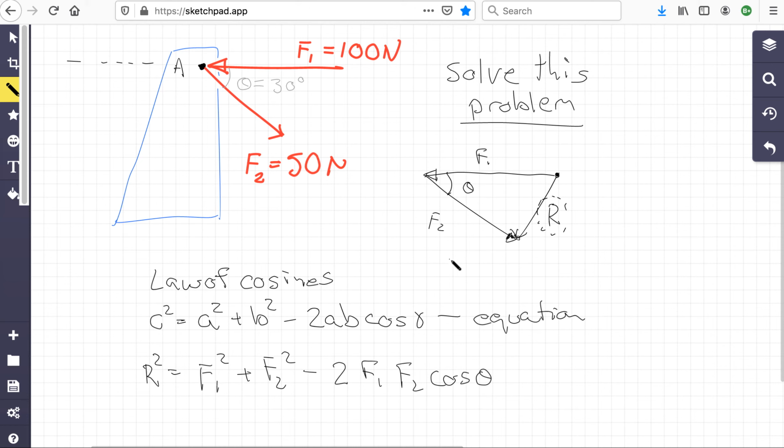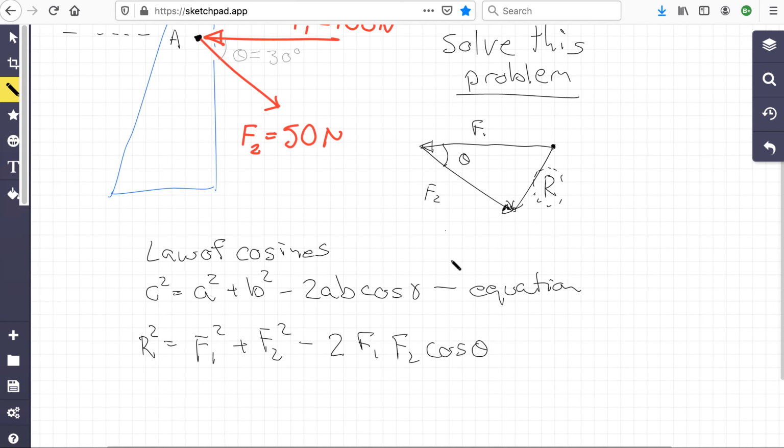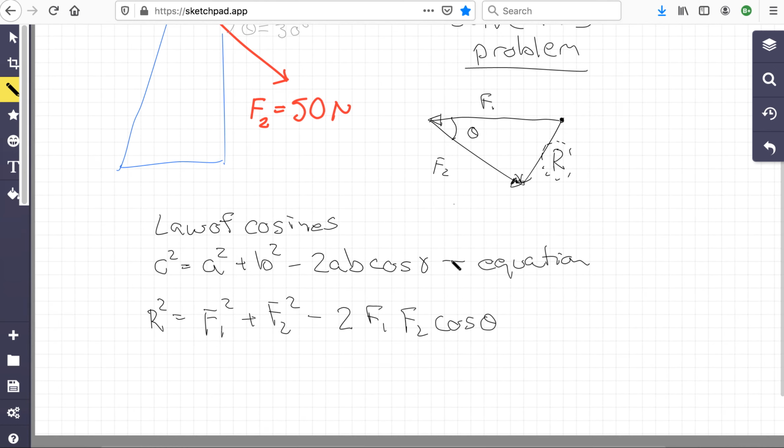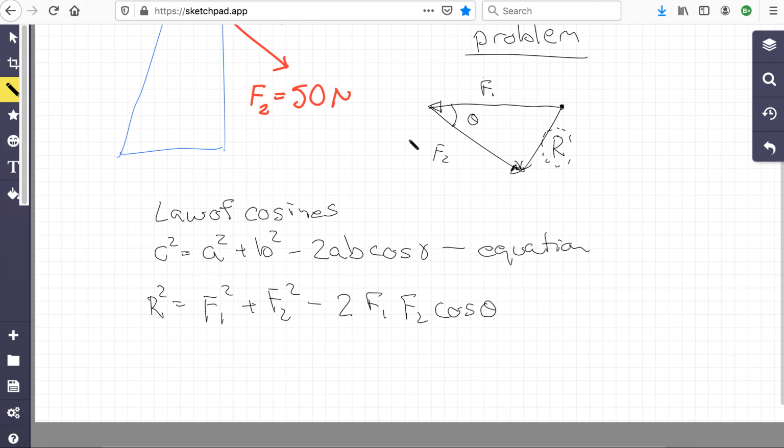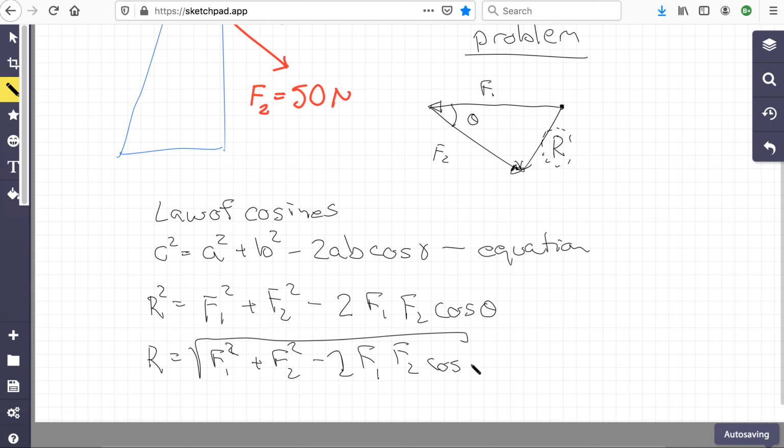There are methods to do this for multiple forces, but for right now this seems to be the best way to do this. If we rearrange, R is equal to the square root of F1 squared plus F2 squared minus 2 F1 F2 times the cosine of that theta. You should get a magnitude of 62 newtons.